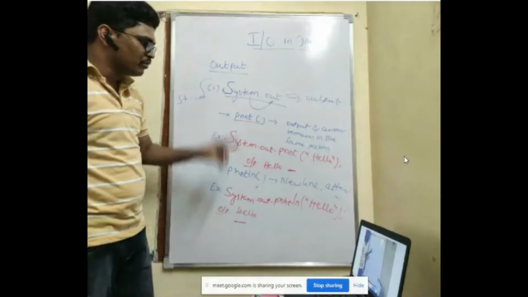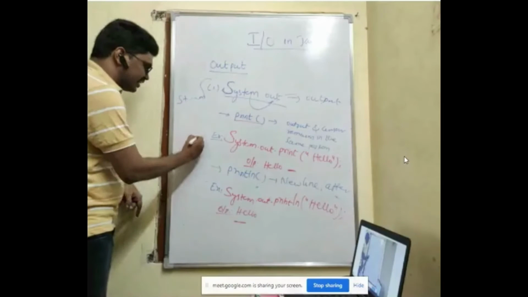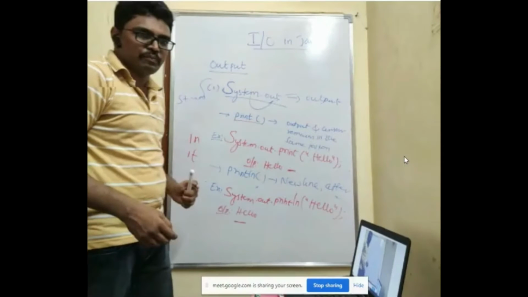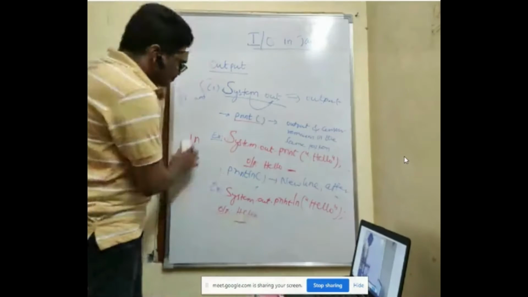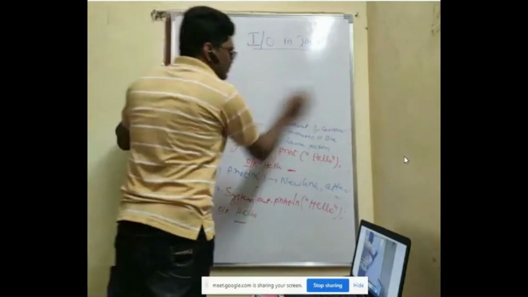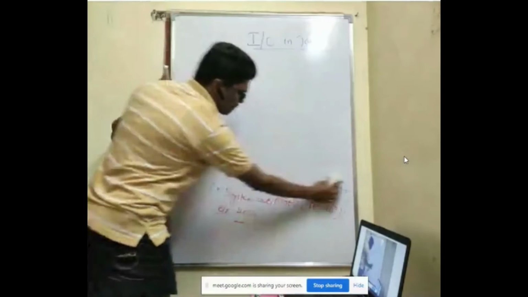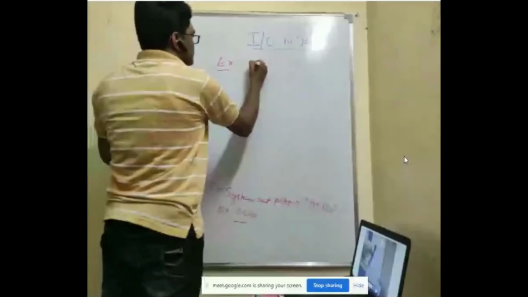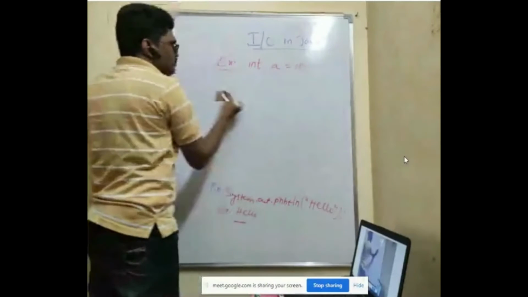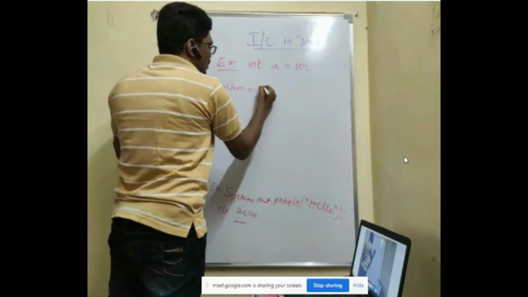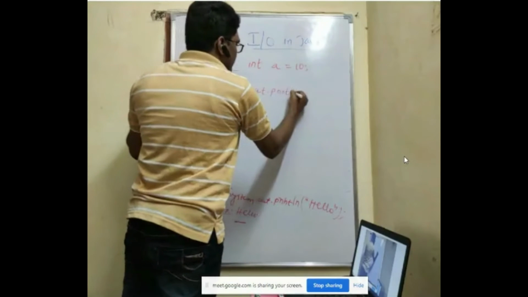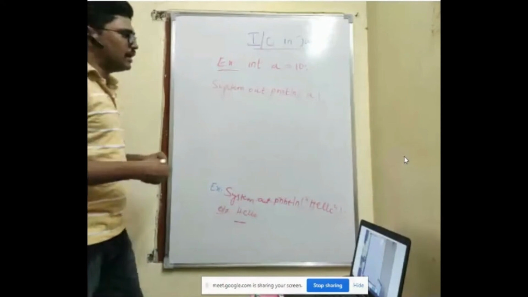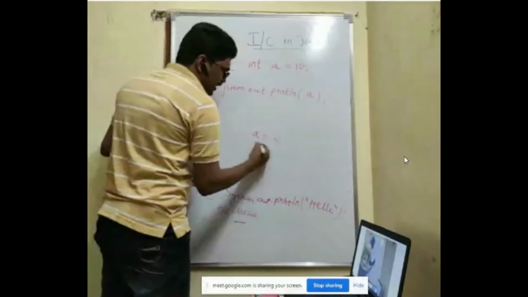One more point to remember: the \n and \t that you used in C language, you can use inside of this. There is no problem. Now let's see one example. I have int a = 10 and I want to display it. If I say System.out.println(a), the value of a will be displayed. But I want the output to be a = 10, in this fashion.